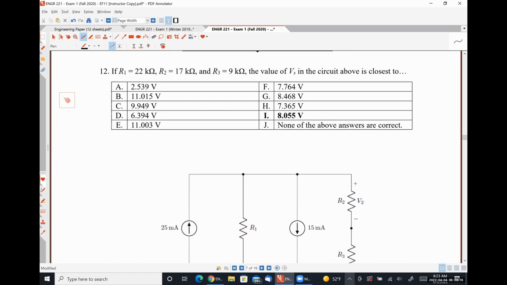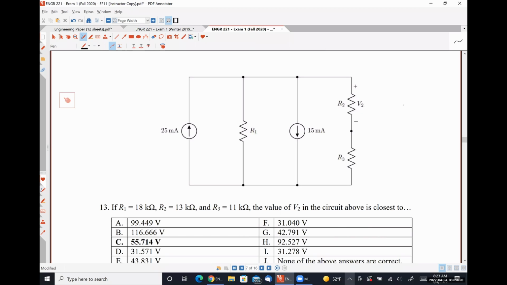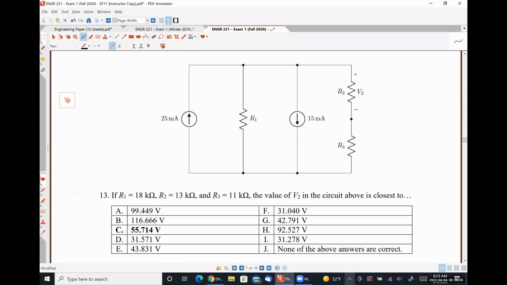You said 13 as well? Okay, so 13, we have a potential current division problem. How you could approach this using current division would be first to combine those two current sources in parallel. So 25 milliamps up in parallel with 15 milliamps down looks like this: 10 milliamps up.